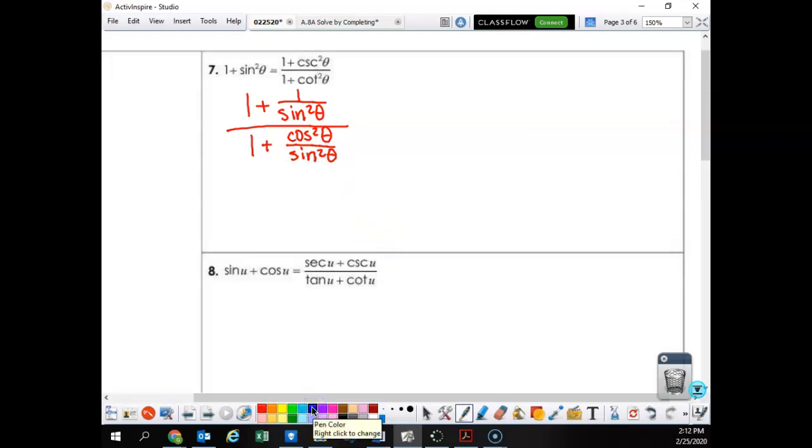Okay. Now I have fractions that I want to add to 1. So that 1 I have to change with that common denominator. So here my common denominator for both is sine squared. So I'm going to multiply by sine squared theta over sine squared theta. So I'm changing both of those values of 1 to sine squared theta over sine squared theta.